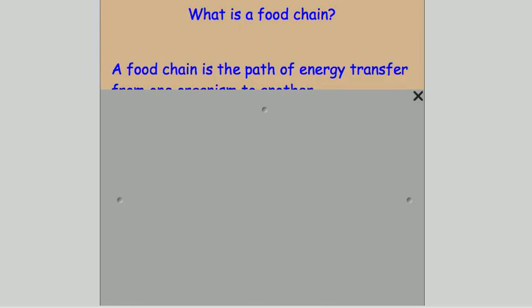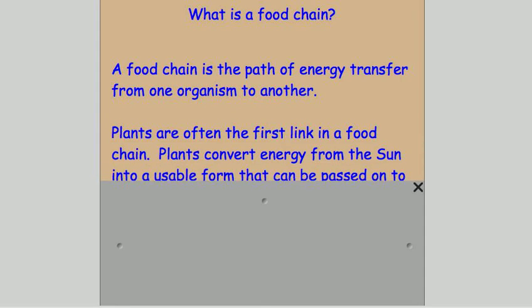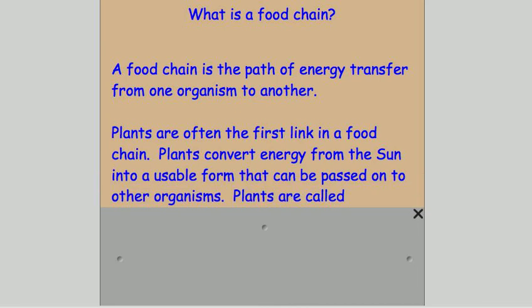Now that we know the different types of organisms and consumers, let's talk about what is a food chain. A food chain is the path of energy transfer from one organism to another. Plants are often the first link in a food chain. Plants convert energy from the sun into a usable form that can be passed on to other organisms.